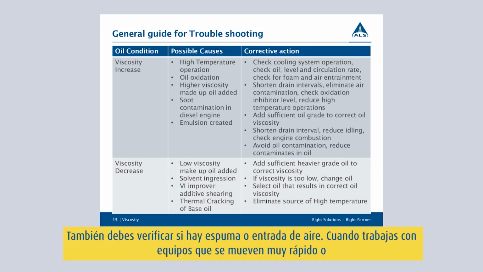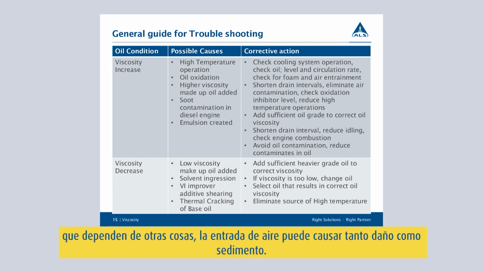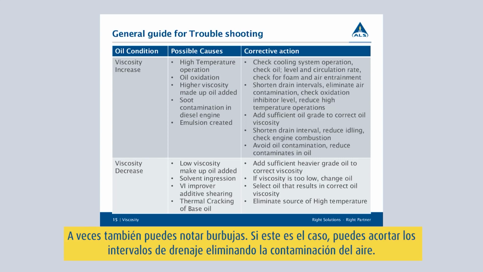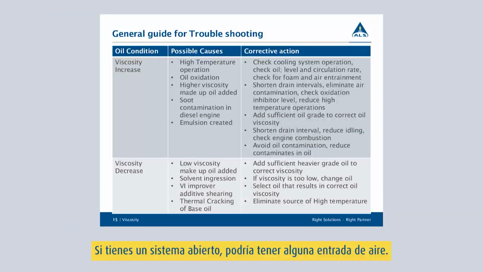Then you also want to check for foam and air entrapment. When you work with equipment that moves very quickly, air entrapment can do just as much damage as sediment that's in there. The foam created is how you can know that air is getting in, and air entrapment just means that air is mixed within your oil. Sometimes you'll look at it and see bubbles. If that's the case, you can look at shortening your drain intervals and eliminating air contamination wherever it is occurring. If you have a system that air is going to get in, you're probably not going to avoid air entrapment.